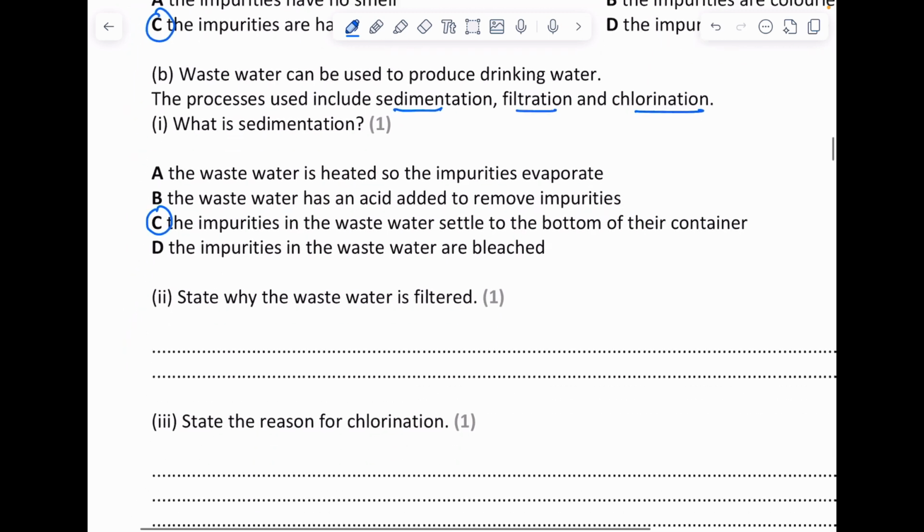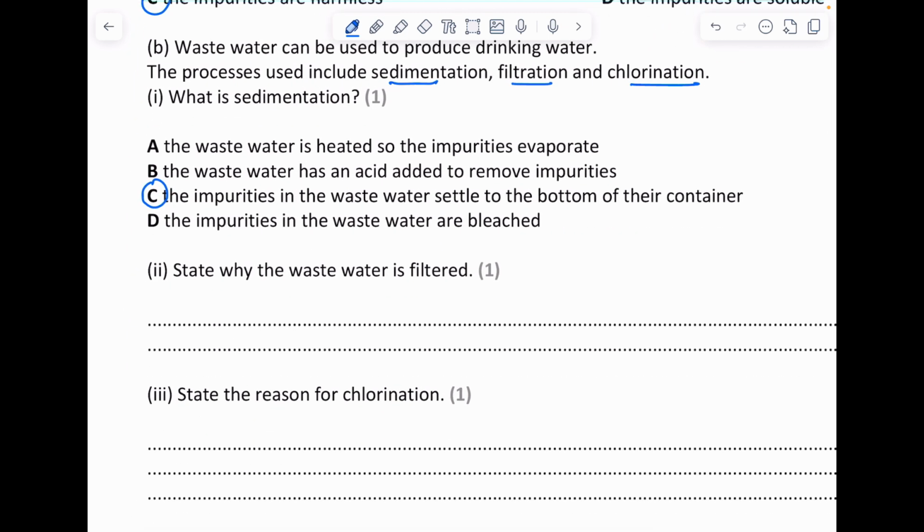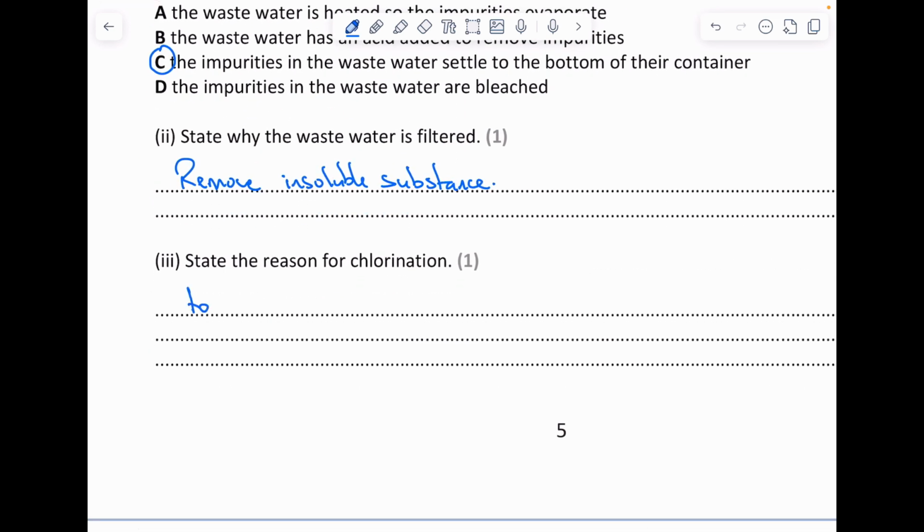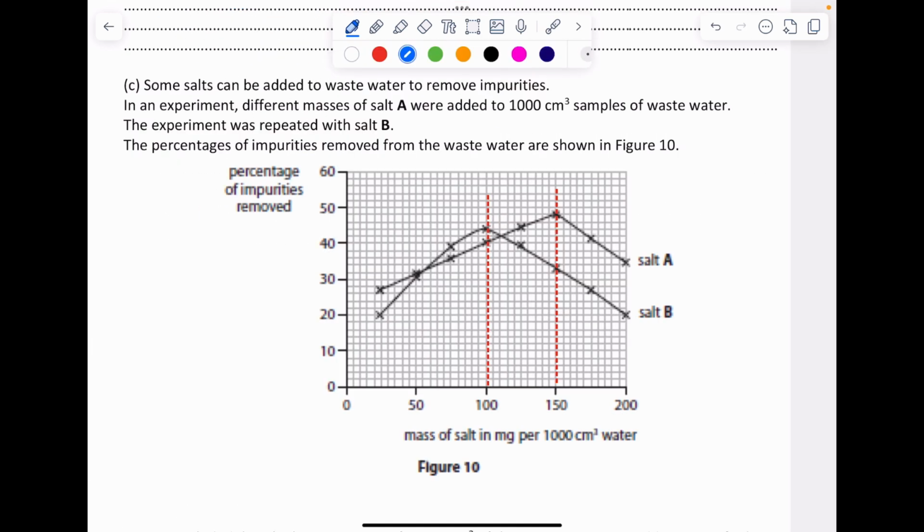State why the water is filtered. So we filter water to remove any kind of insoluble substance. So remove insoluble substances. And the reason we chlorinate is to kill bacteria.